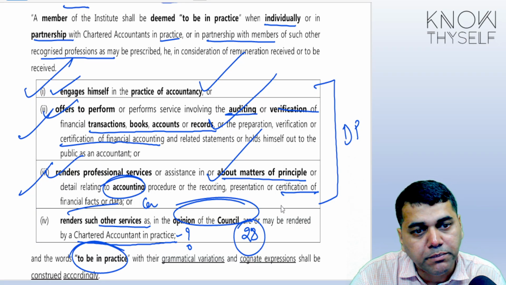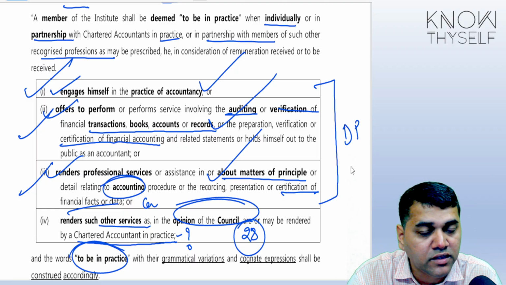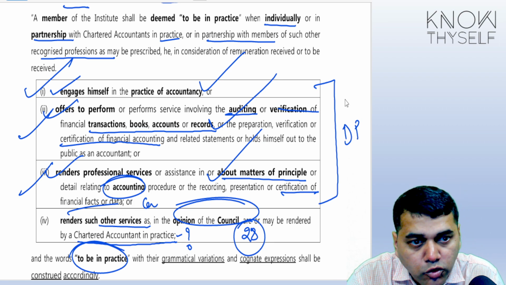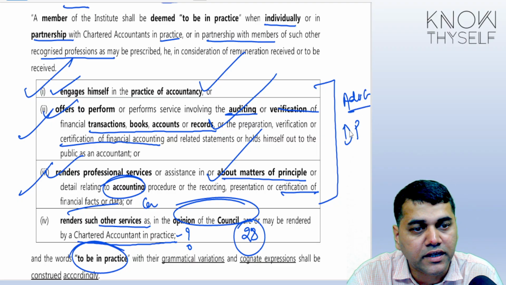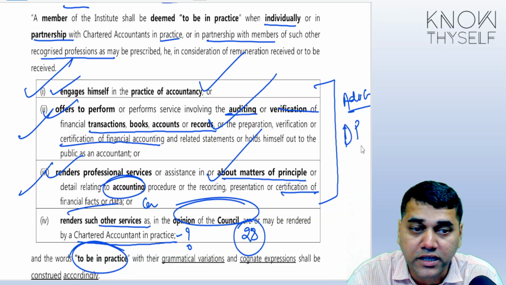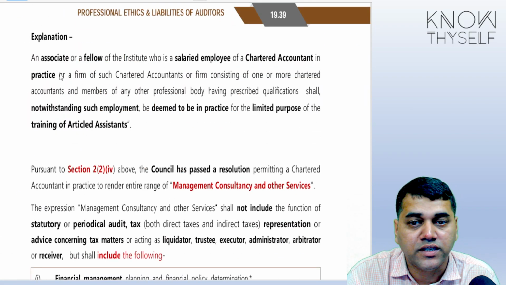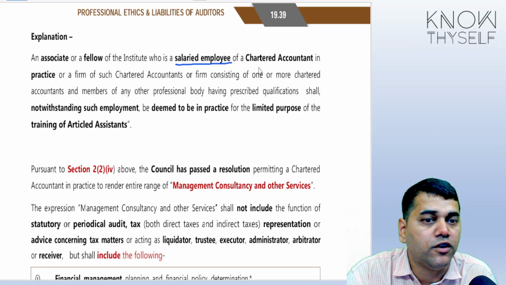Now, who is deemed to be in practice? Anyone who has not got the certificate of practice but is doing this type of work will be considered deemed to be in practice. They will be bound by the advertisement guidelines. They have to follow the advertisement guidelines and they have to apply for COP, otherwise it will amount to professional misconduct. Now, the explanation: an associate or a fellow of the institute who is a salaried employee of a chartered accountant in practice.